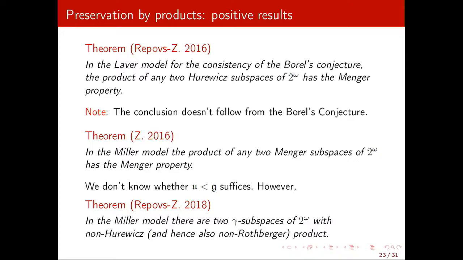And it seems now that the Miller model is very friendly to products, but not to products of Hurewicz spaces, because it turns out that the Miller forcing preserves gamma sets, and it preserves the ground model reals unbounded. And then immediately you get that in the Miller model you've got 2 gamma sets of reals whose product is not Hurewicz. So in particular, the Hurewicz property is not productive in the Miller model.